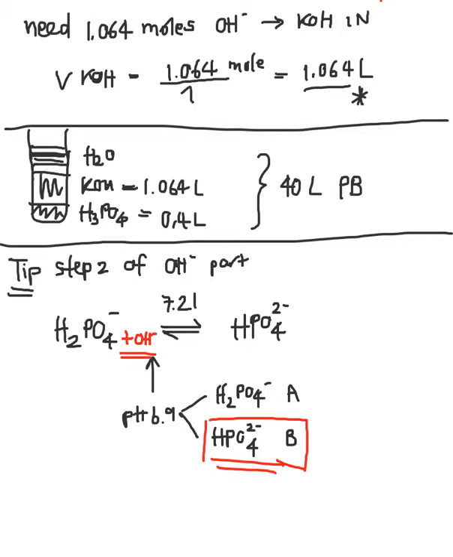So that is the first tip. You don't need to calculate both A and B. You can just focus on only one ratio to work on. And that is the tip for knowing which ratio to calculate for the equivalence of hydroxide ion.